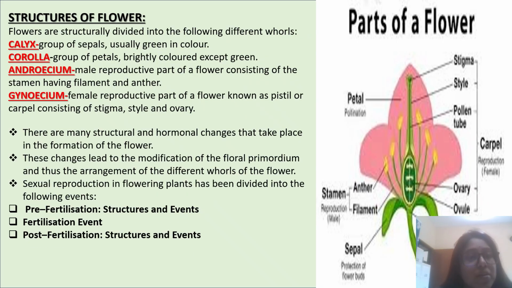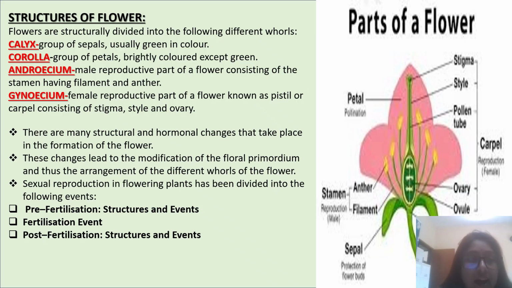Next, structure of the flower. Flowers are structurally divided into the following different whorls. First, calyx, a group of sepals, usually green in color. Next, corolla, a group of petals, brightly colored except green, which attracts birds and insects.